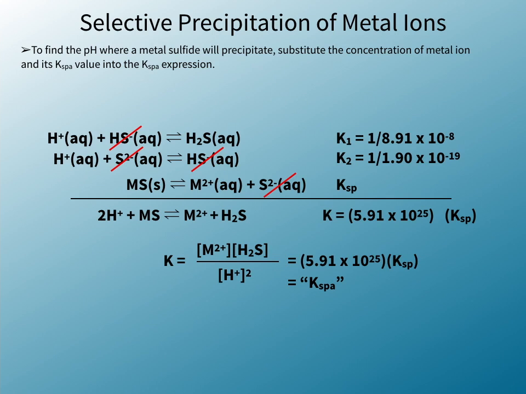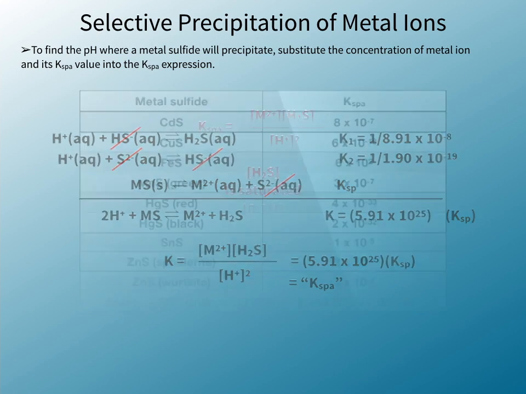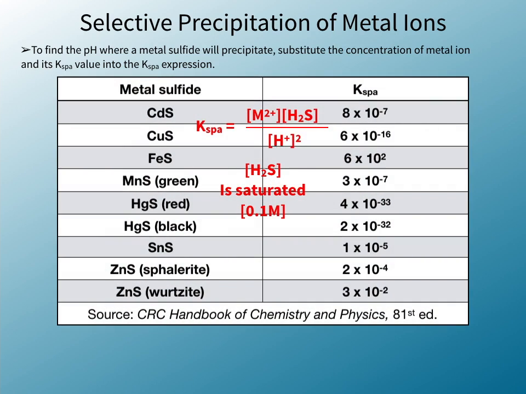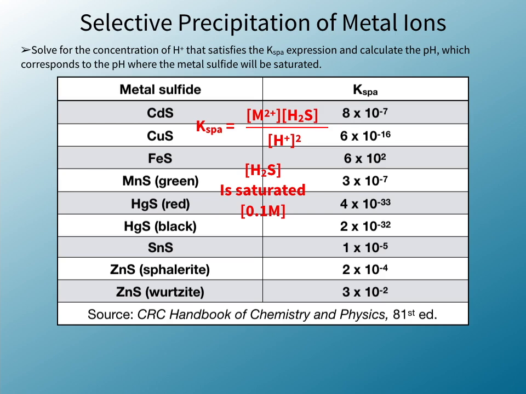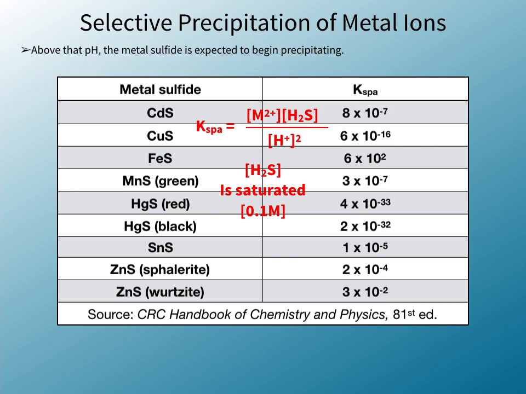To find the pH where a metal sulfide will precipitate, substitute the concentration of the metal ion and its Kspa value into the Kspa expression. Solve for the concentration of H+ that satisfies the Kspa expression and calculate the pH, which corresponds to the pH where the metal sulfide will be saturated. Above that pH, the metal sulfide is expected to begin precipitating.